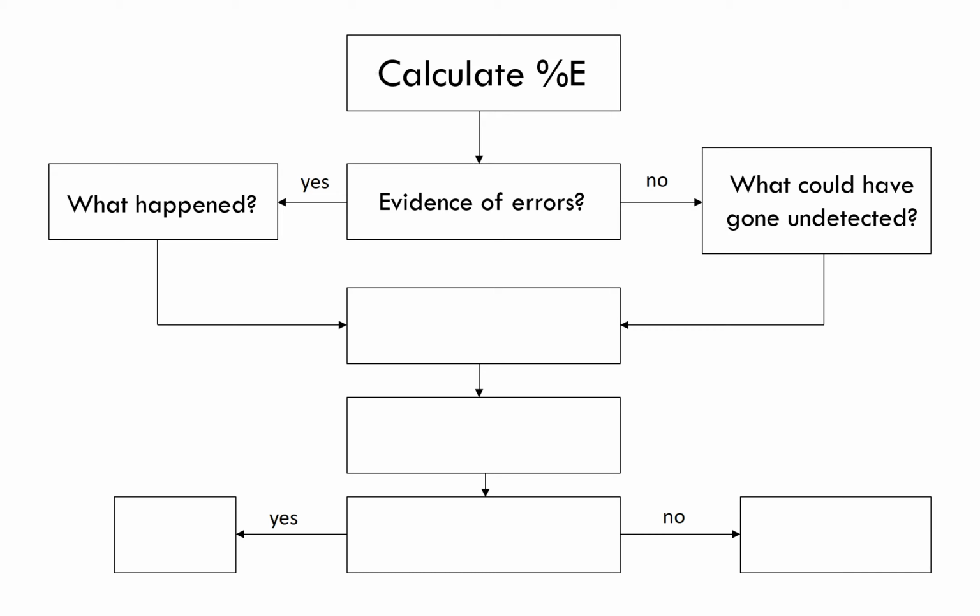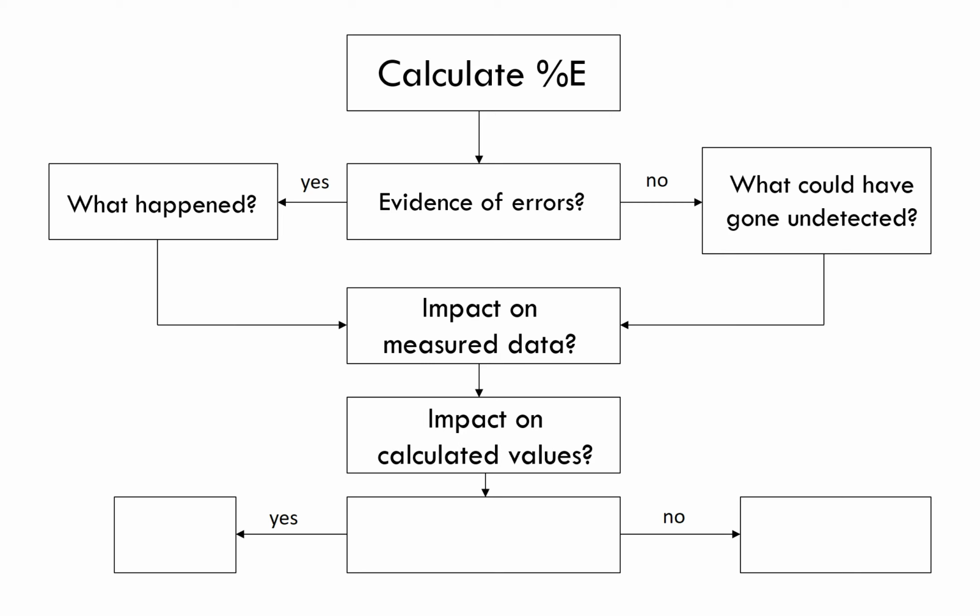So what could have happened that made it look like everything was going okay, but in reality there was a problem? Figure out what impact that error would have on measured data. Usually you're looking at things like mass and volume as measurements in this class. Look at the calculations that you perform with those measured values and see what's going to happen with your calculated values.